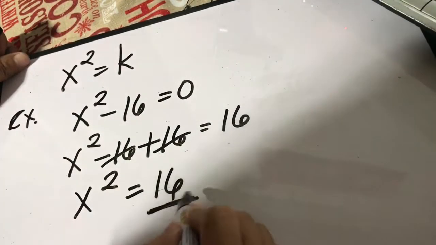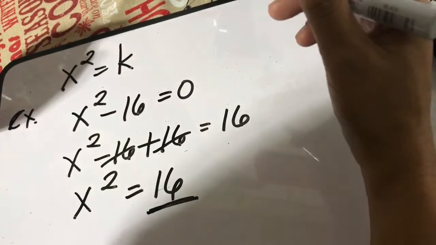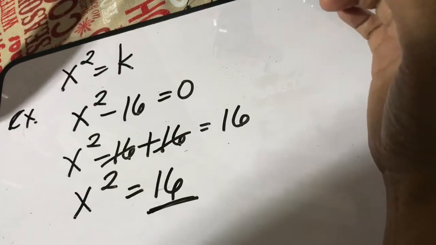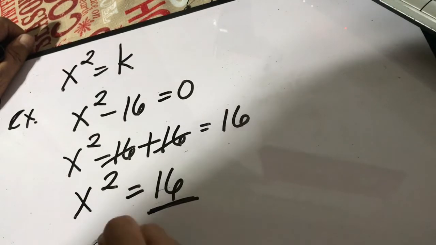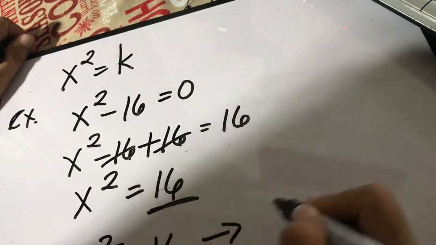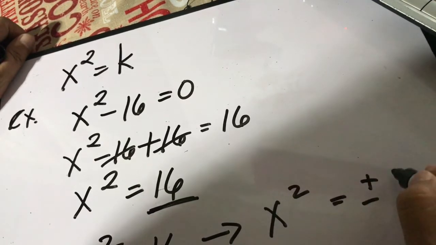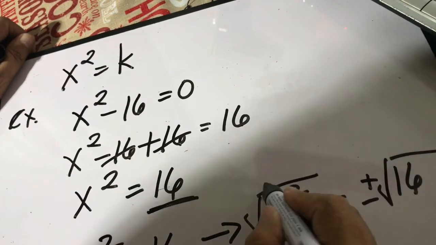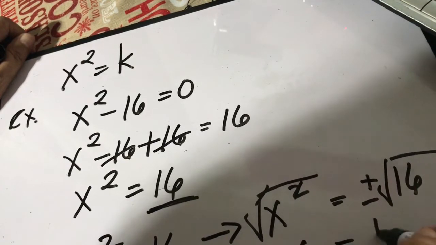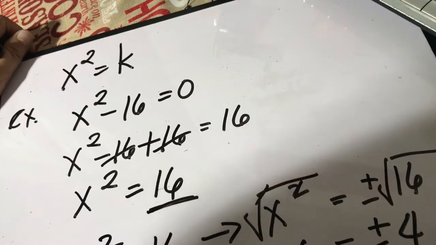Okay. Now, because 16 is greater than 0, yung first property, that is, k is greater than 0, we have two possible solutions or two roots. So, therefore, x squared equals 16 becomes x equals plus or minus the square root of 16, which is equal to 4. So, we have two possible solutions, positive 4 and negative 4.